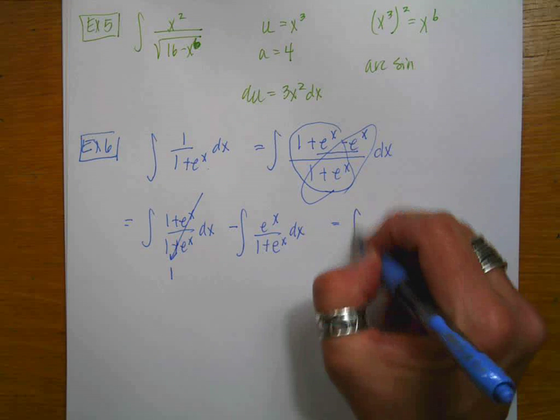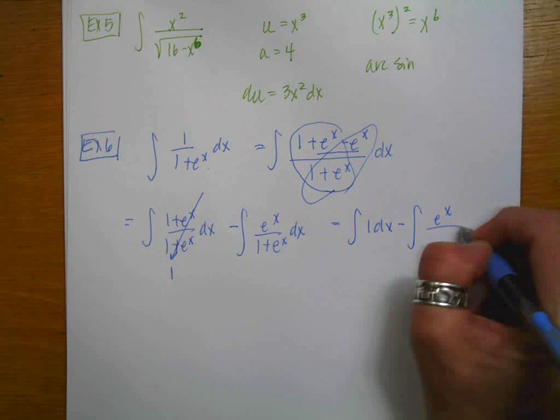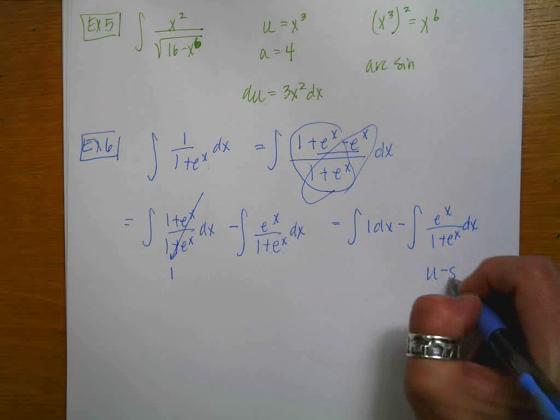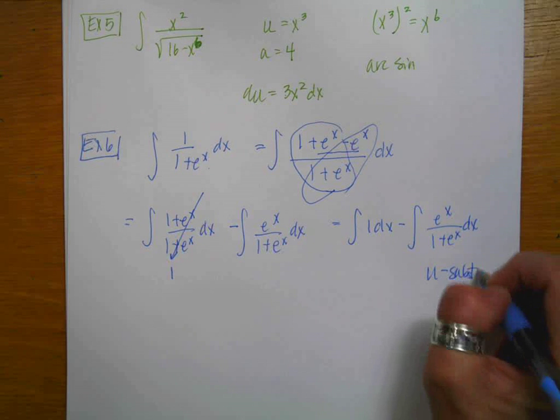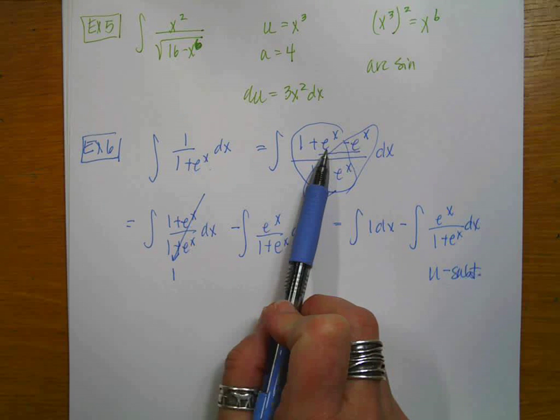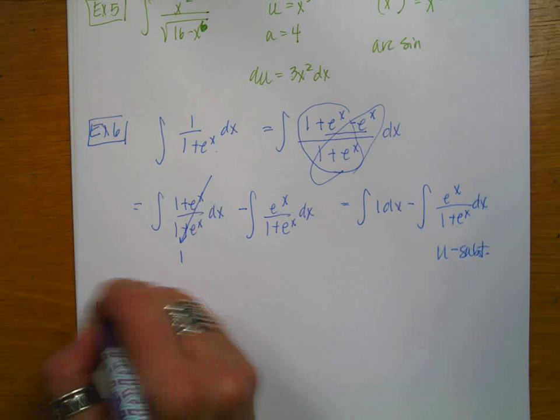This one simplifies to just be 1, so this is the integral of 1 dx minus the integral of e to the x over 1 plus e to the x dx, and this one is just u substitution. Okay, so being able to add a term, add and subtract, so that the net effect is 0 can really be effective. Okay, example number 7.